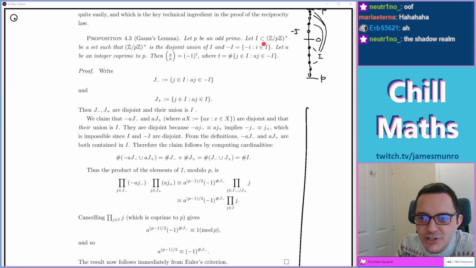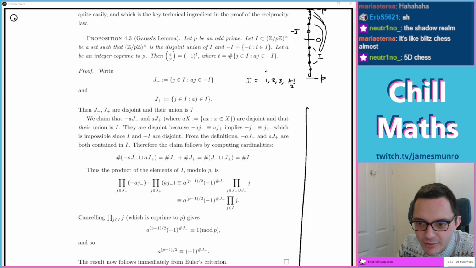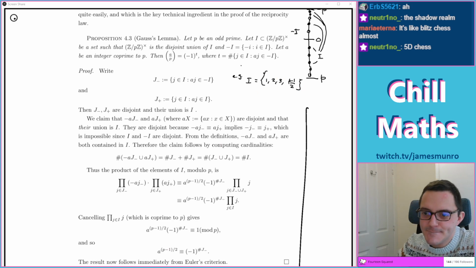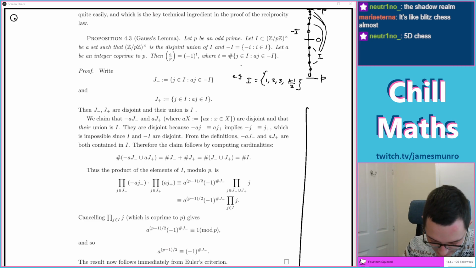Gauss, do you mind if I just choose easy examples, like I is 1 up to (P minus 1) over 2? Is that all right with you, Gauss? Do you mind if I do that? Because it feels like it doesn't matter what the set I is, for your final result. So maybe I could just always imagine I to be this set along the way. 5D chess, that's what it's called. Maybe.